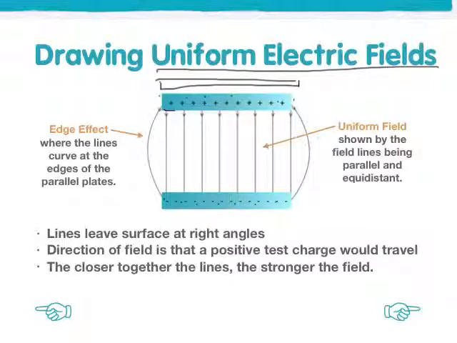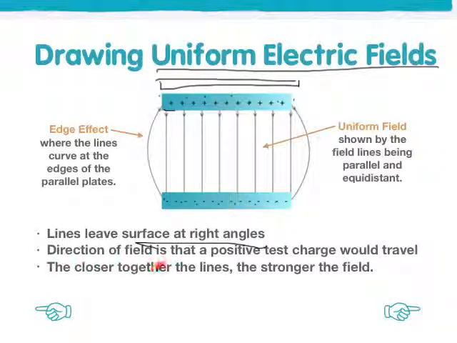Now there are some really basic rules for drawing these field lines. Lines must leave the surface at right angles. So you can see that here, if I just find my little arrow there, you can see that the lines, the field lines, are completely perpendicular to the plates. Now this is very specific to uniform electric fields.